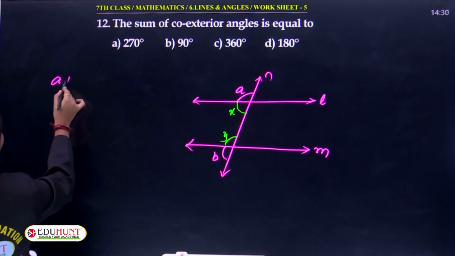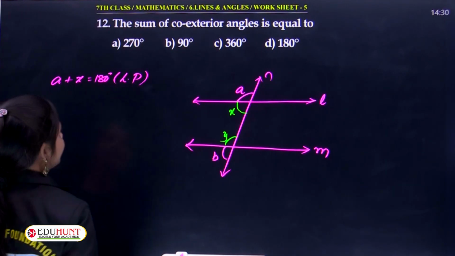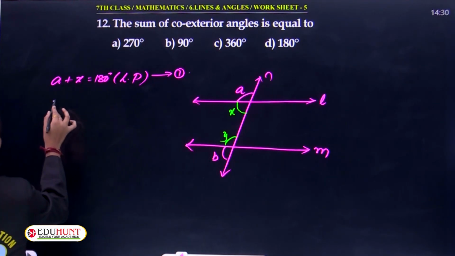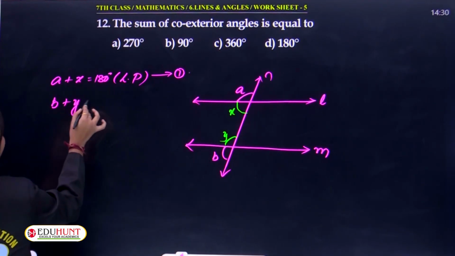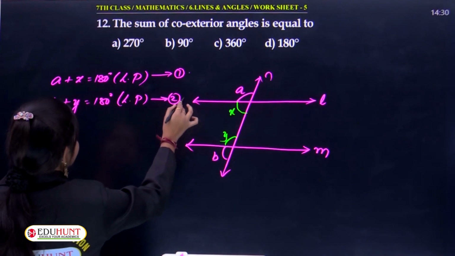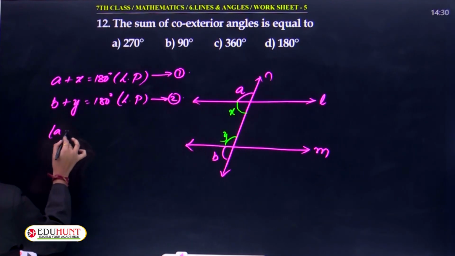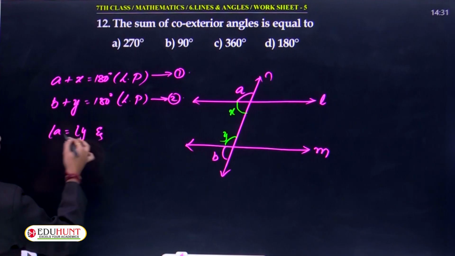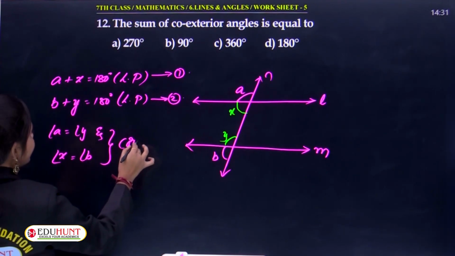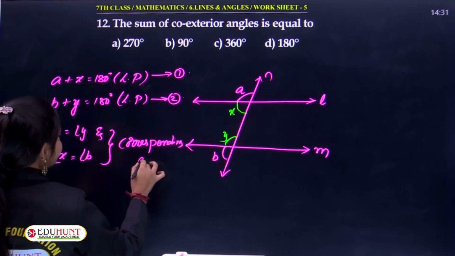Here A plus X is equal to 180 degrees. Why? Because these two form a linear pair. This is equation number 1. Next, B plus Y is equal to 180 degrees. Why? Because these two also form a linear pair. This is equation 2. Now we can say that angle A is equal to angle Y, and in the same way, angle X is equal to angle B. Why? Because corresponding angles are equal.